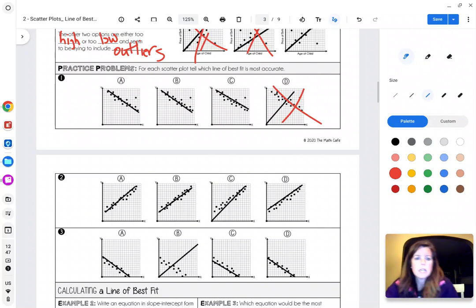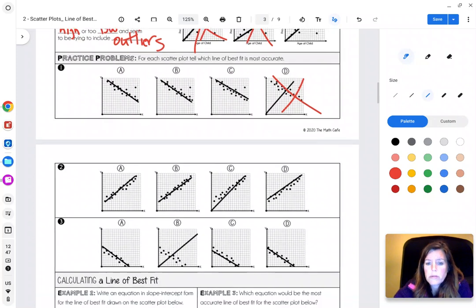So kind of look and see, by kind of counting. That's what I do. I kind of count and see which one went through the data the best, with the most above and below.